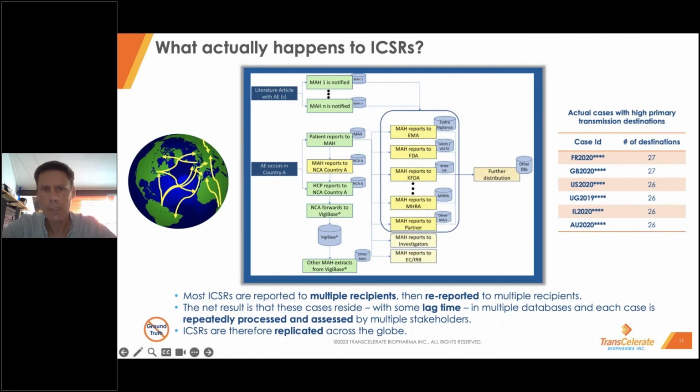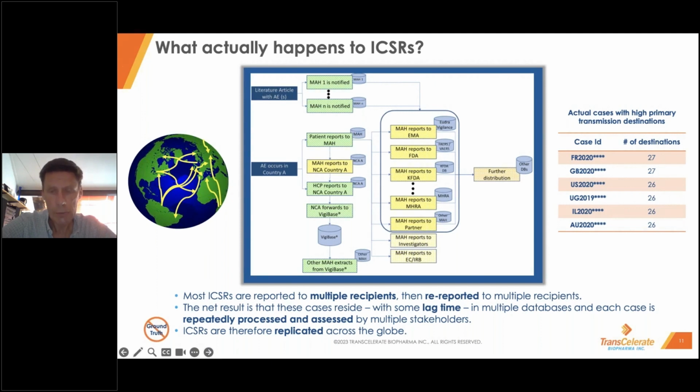The bedrock of that system is still the individual case safety report, which is basically a formal way of saying a report around an adverse event. The question that we wanted to answer is, these case reports are shared between various parties, and those parties may look at those reports multiple times. They can see different versions of those. So we know that there are multiple recipients. They can be re-reported to additional recipients. The net result is that those cases describing adverse events will reside with different lag times in various places, in multiple databases owned by pharma companies or by multinational regulatory bodies or individual regulators, partner companies, etc.